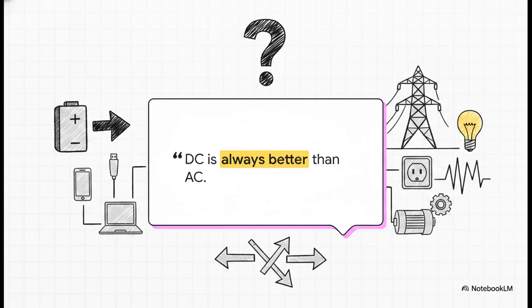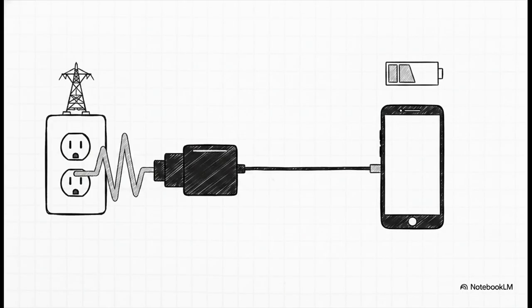Another major myth is that one type of current is universally superior to the other. Some folks think DC is completely obsolete, or conversely that because we live in a modern electronic-heavy world, DC has finally won the war. The truth is, neither is universally better. They just have highly specialized jobs. AC is the undisputed king of high-voltage transmission and heavy industrial distribution.